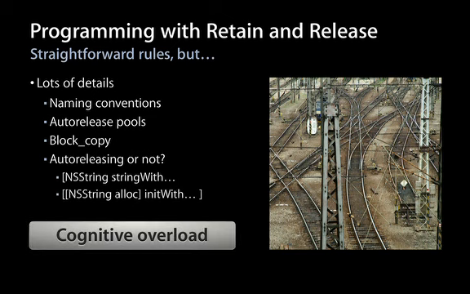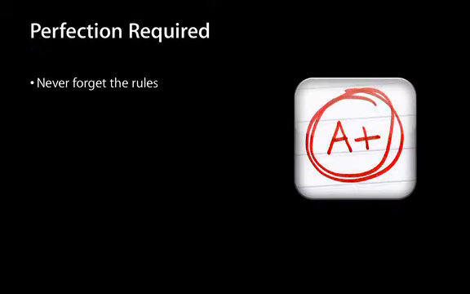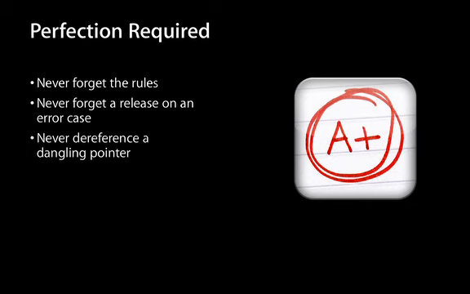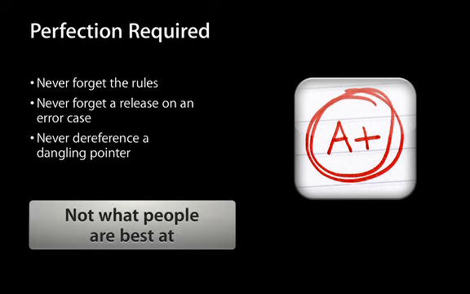And all of these sum together then to lead to effectively cognitive overload, or at the very least, a set of things to think about that weren't directly related to your primary goal of implementing interesting code. What made it worse was you needed to do it right all of the time, so you never were allowed to forget the rules or make a mistake. And it turns out that, with the best will in the world, this isn't what people are best at.